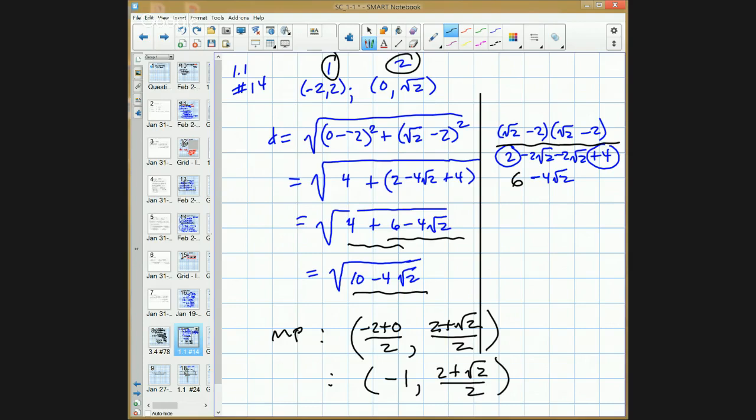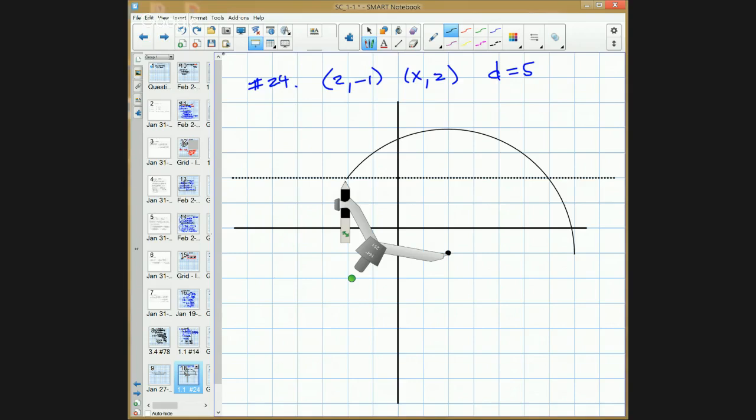So there's one sample problem from the assignment. Okay. And hopefully there's no follow-ups. Let's go do another one. What I mean is I hope you got what I just did. Okay. Number 24.